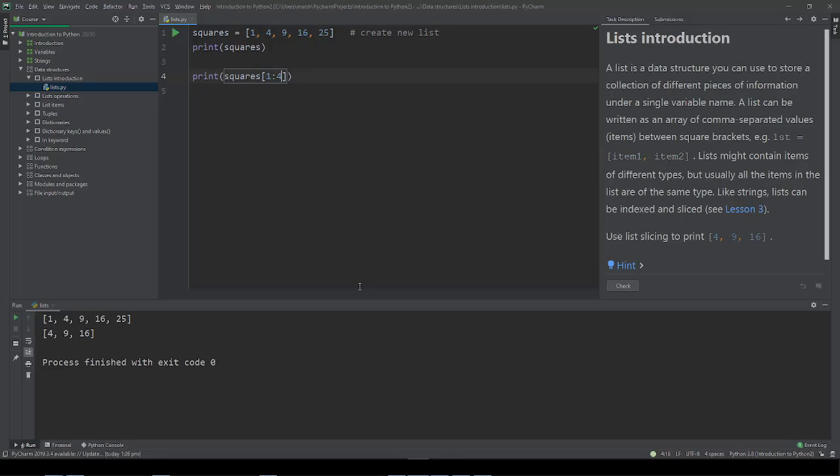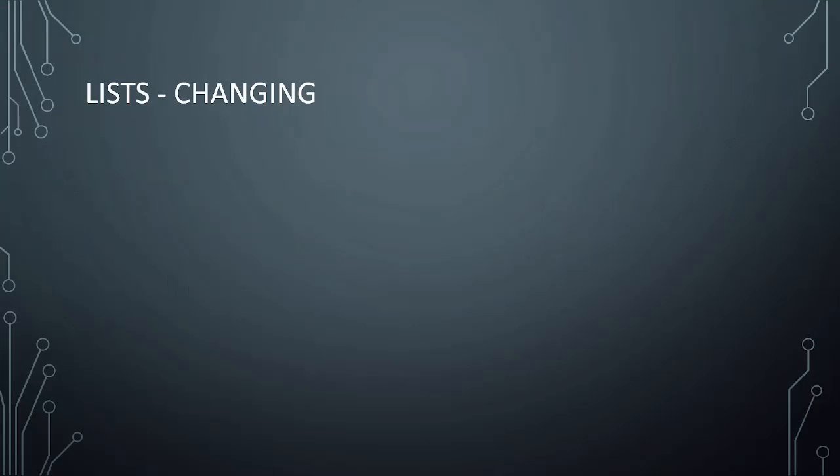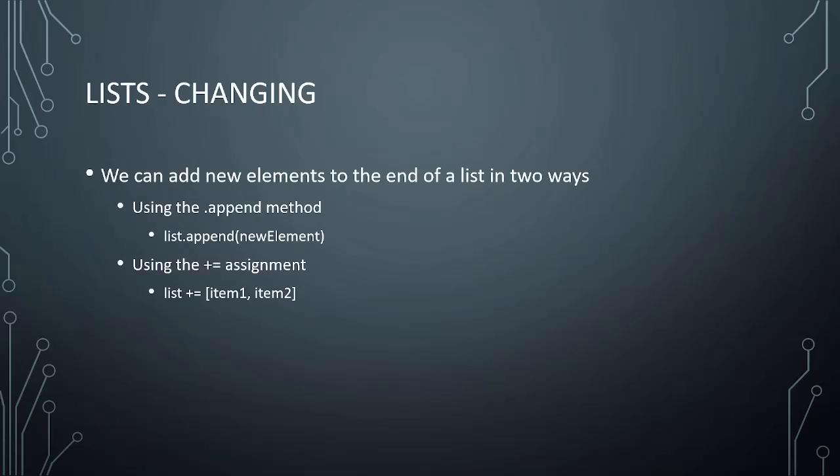Let's go back to our notes. Sometimes we want to change the elements that currently exist in a list. Sometimes we want to add elements, other times we want to remove elements, and sometimes we just want to change some of the elements that are in that list. So we can add elements to the end of a list in two different ways. One is we can use the append method, and that's where I put the list.append, and then in brackets I put what's the new element I want to add.